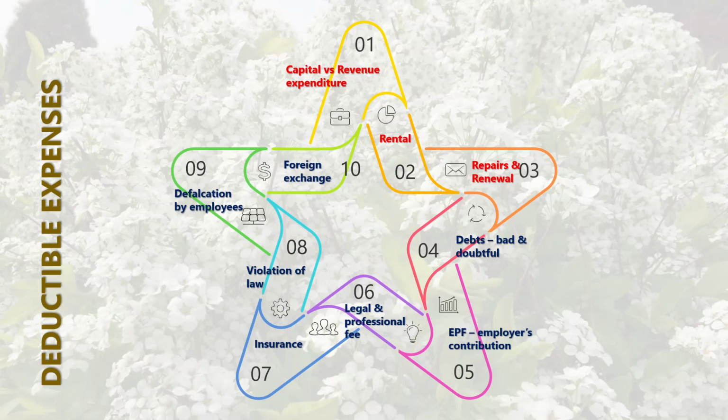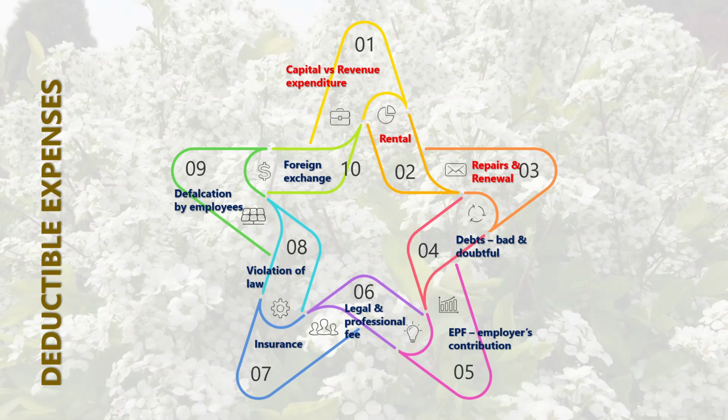The next one, number 5, is EPF. EPF is when employers contribute higher than what they are supposed to give. Under the written law, the minimum rate for the EPF is 11%, or 9% if you have approval from the DG, and then the maximum is 19%. Anything beyond that would be non-deductible.